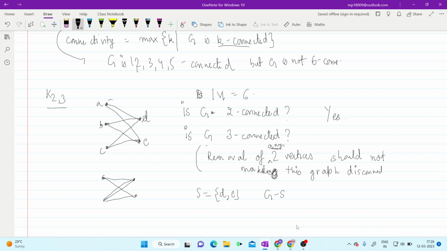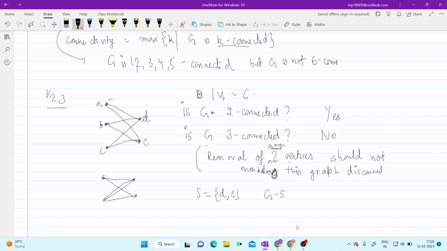If we pick any two vertices and this graph becomes disconnected for any one pair of vertices, then this graph is not three connected. If you find two vertices whose removal makes this graph disconnected, then this graph cannot be three connected. Okay, ma'am. So this graph is not three connected? Yes, got it.